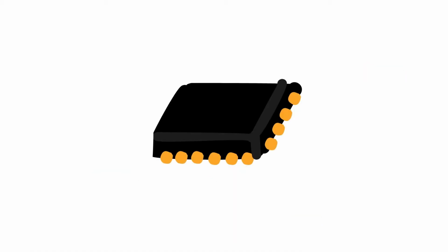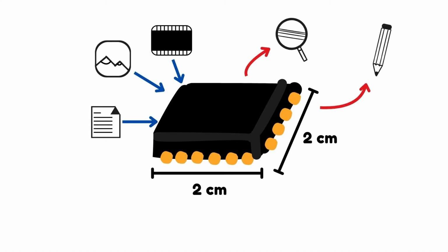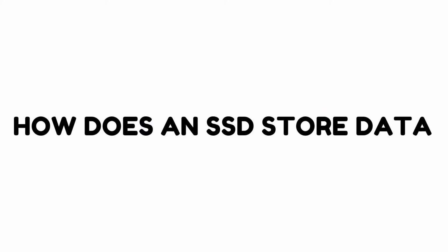But how can something as small as your thumb store hours of movies, thousands of photos, and millions of files while reading and writing data in milliseconds? So, how does an SSD store data?